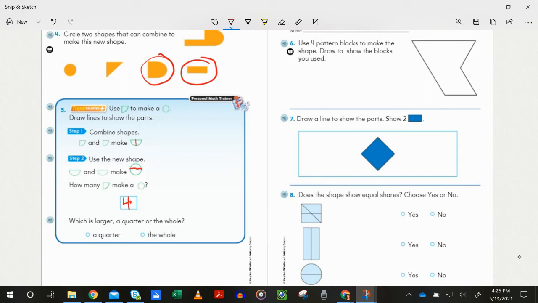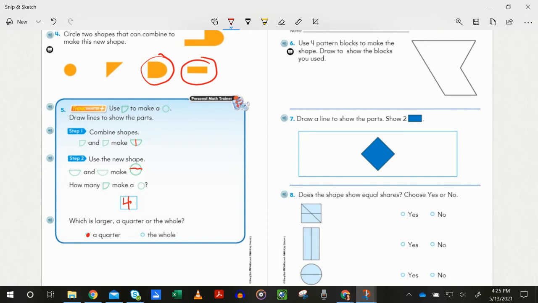Which is larger, a quarter or the whole? A quarter, because we need 4 of them to make a whole, right? So a quarter are smaller pieces that we can put together to make a whole. Okay, so go ahead and put your stairs and stars where they need to be up to this point.